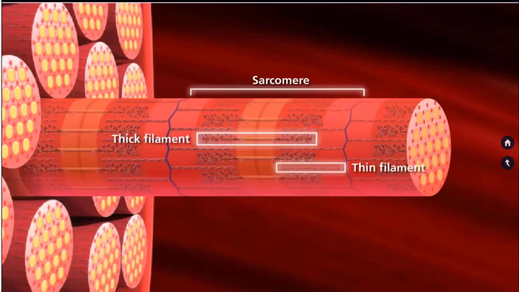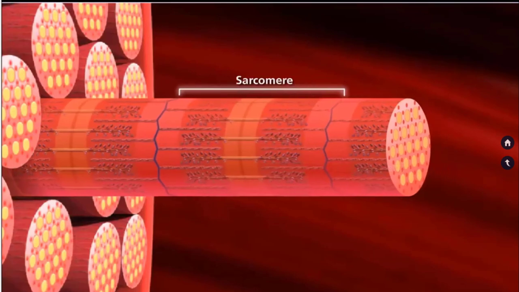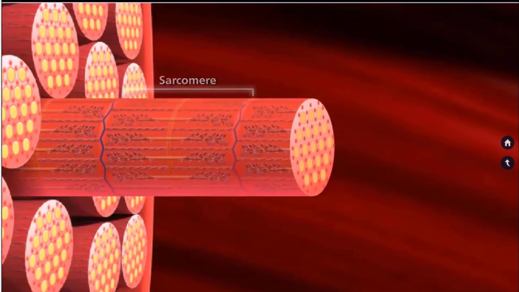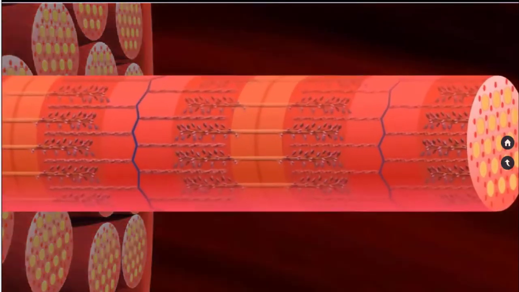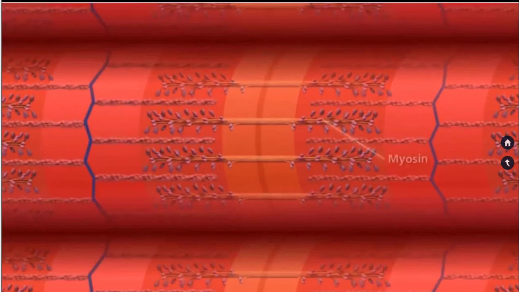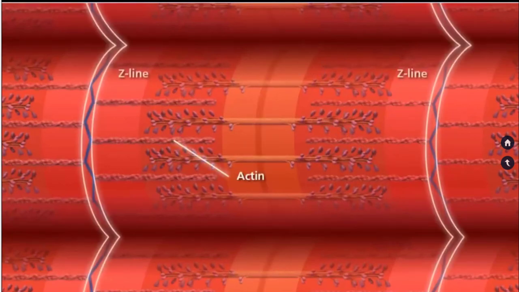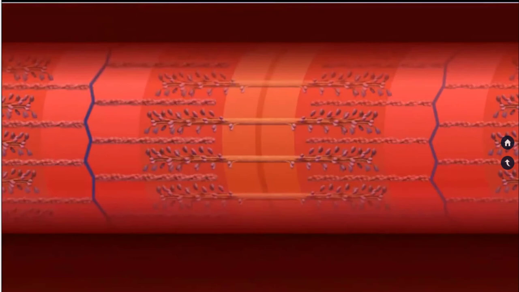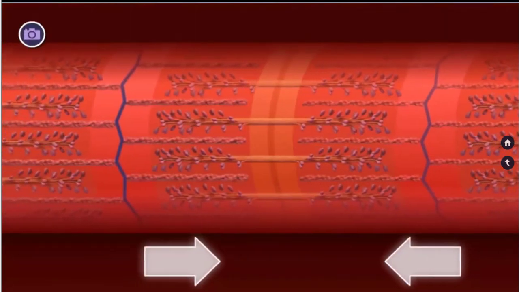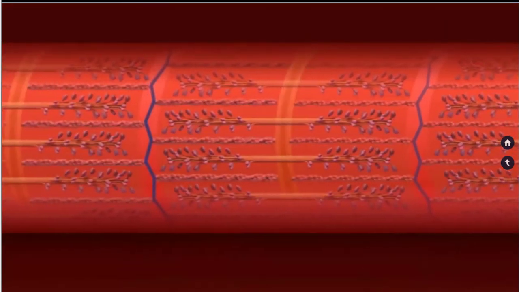The muscle contracts when these filaments slide past each other. The thick filaments are myosin, which are anchored at the center of the sarcomere, called the M line. The thin filaments are composed of the protein actin, which are anchored to the Z lines on the outer edges of the sarcomere. Because the actin filaments are anchored to the Z lines, the sarcomere shortens from both sides when actin filaments slide along the myosin filaments.